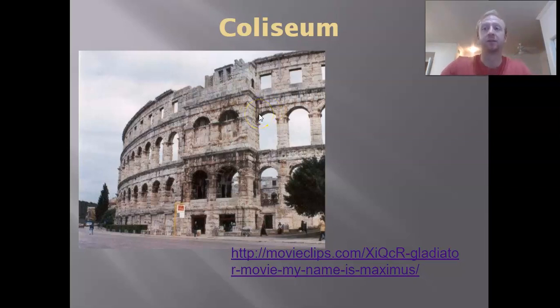Slavery was not an uncommon thing in the Roman Empire. It just happened regularly, and if you were a slave, sometimes you were forced to fight in the Coliseum.